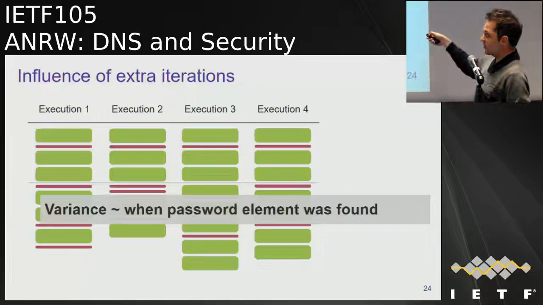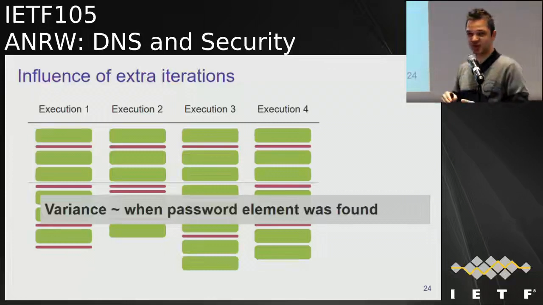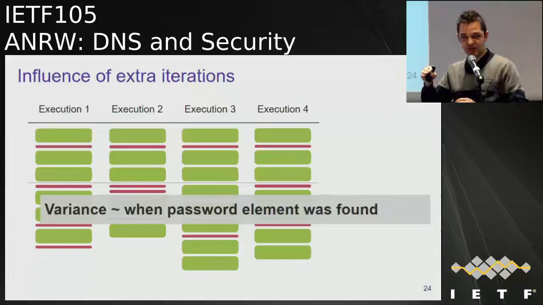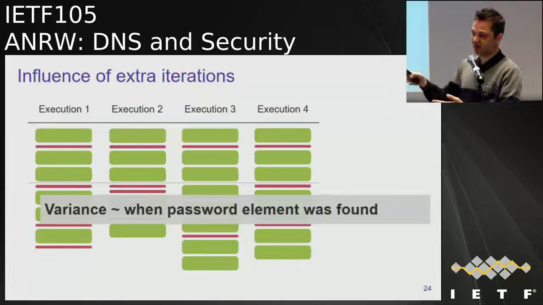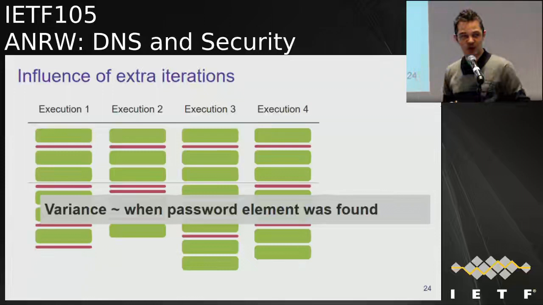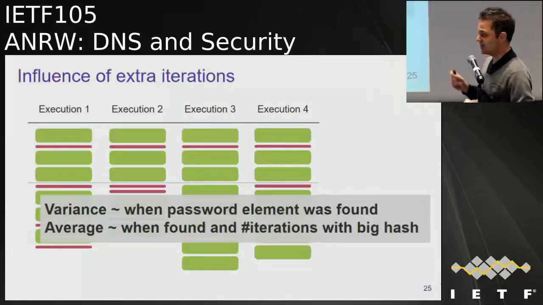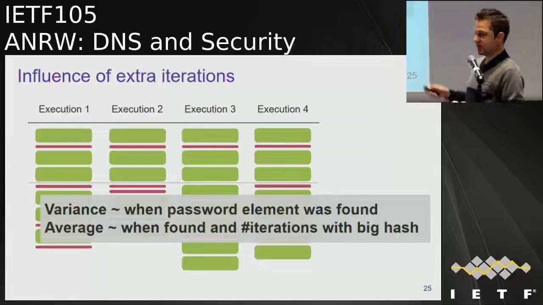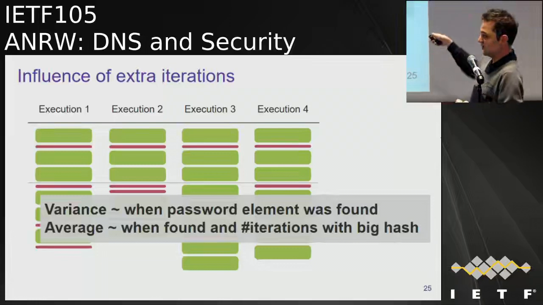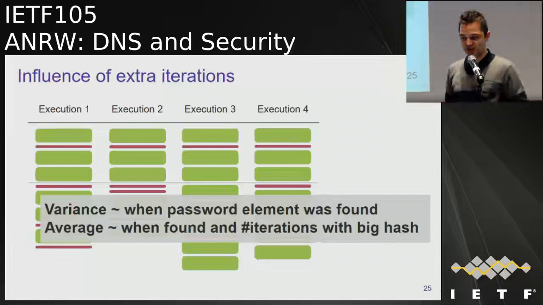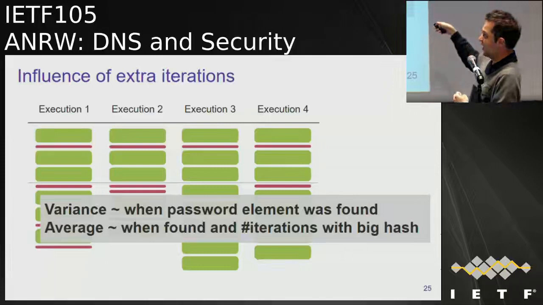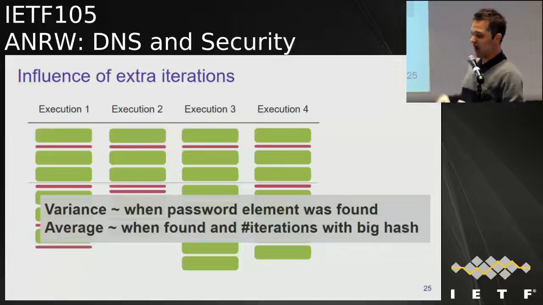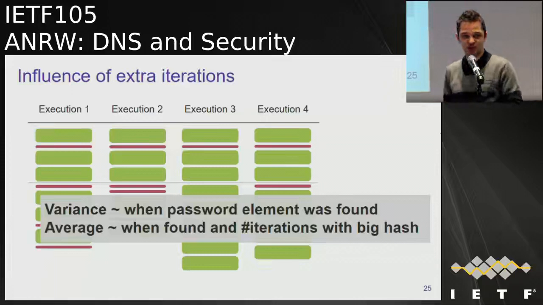For example, if the password is immediately found after the first iteration, you get a lot of variance. But if the password was found, say, after 20 iterations, you get a low amount of variance. On top of that, the average execution time also still leaks information, because that depends on the number of iterations needed to find the password and how many of those iterations had a hash output bigger than the prime, so there was no quadratic residue test.